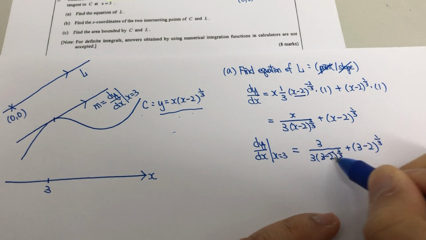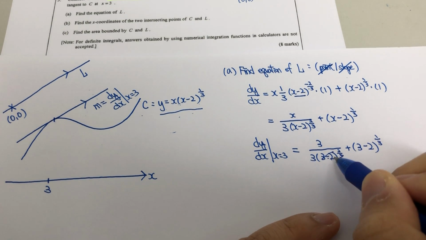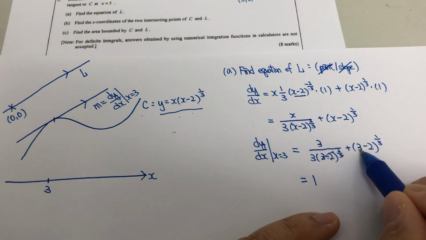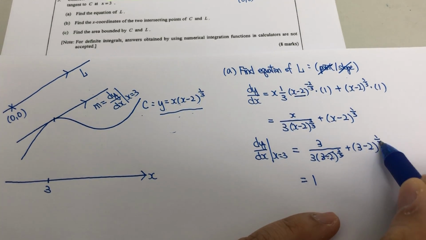3 minus 2 becomes 1. 1 to the power of anything is still 1. So 3 divided by 3 becomes 1. We have 1. And here 3 minus 2 becomes 1. 1 to the power of anything also becomes 1.